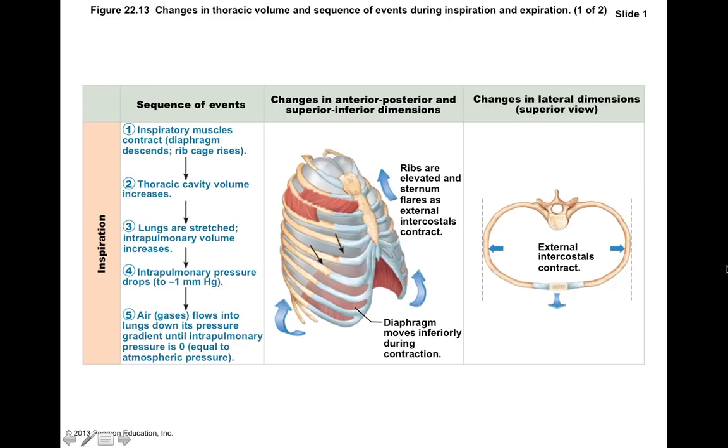So if the pressure is lower inside your thoracic cage, or intrapulmonary pressure, you might say, where is the air going to flow at that point? Pressure is lower inside your thoracic cage, right? So if it's lower inside the lungs and higher in the atmosphere, air is going to flow into your lungs, right? Good. So let's check out the next slide here, you guys.